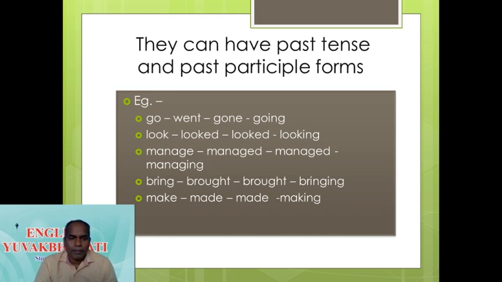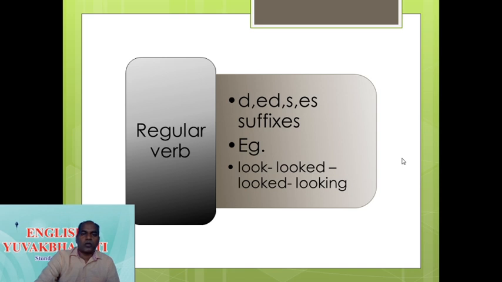Make, made, making. Like cook, cooked, cooking. Buy, bought, buying. Create, created, creating. So there are plenty of verbs you can write for this rule. So regular verb also here, regular.